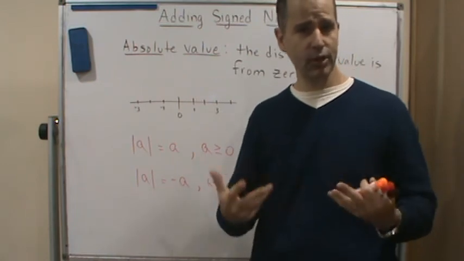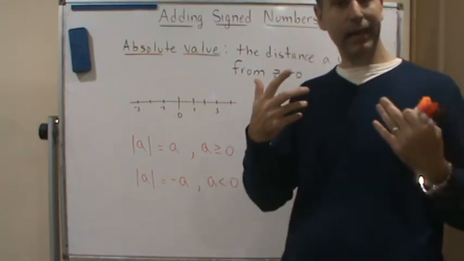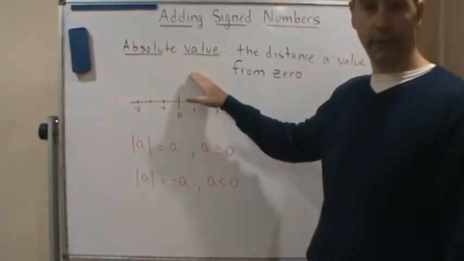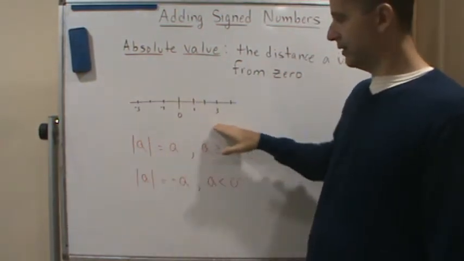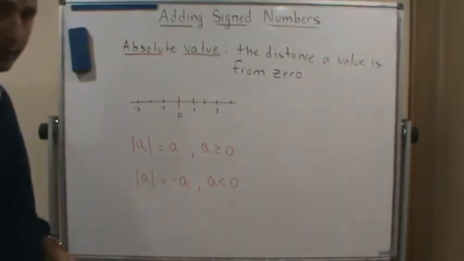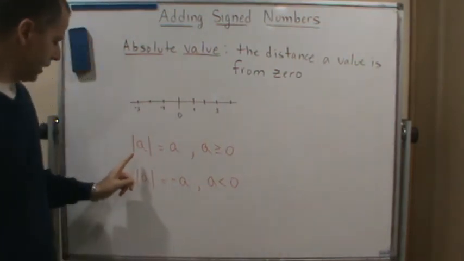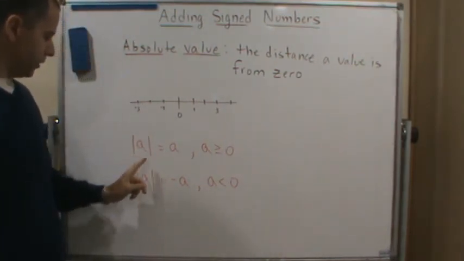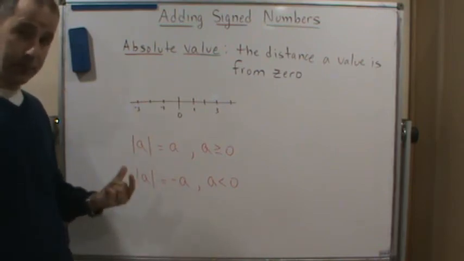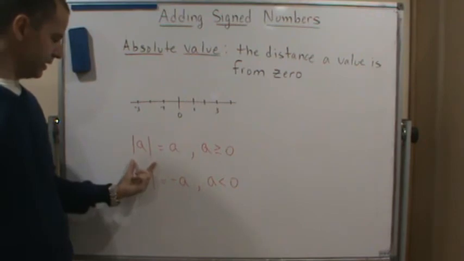Okay, so do you understand how that works? That's the idea and the thinking behind the definition of absolute value, and the idea of distance. Now what about the way we denote it symbolically? The absolute value signs are these vertical bars. Whenever we want to denote absolute value, we just put vertical bars around the number. So this means the absolute value of A.